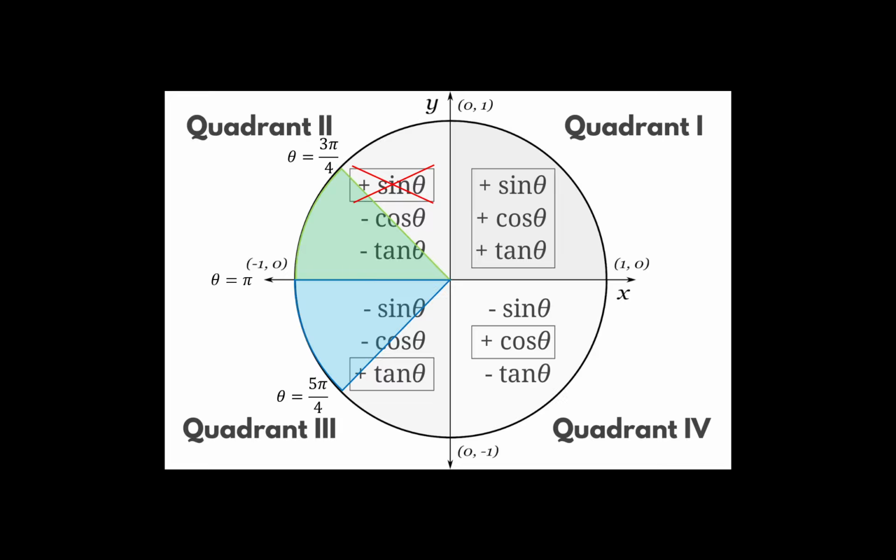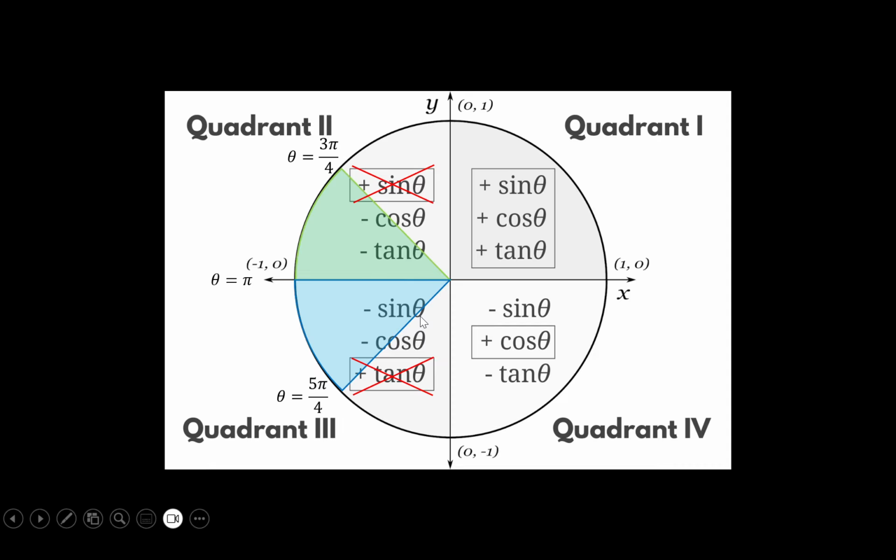Now let's focus on the blue part. Tangent is positive, so there's no way it is the minimum, so we can eliminate that. Now we have to look at sine and cosine.